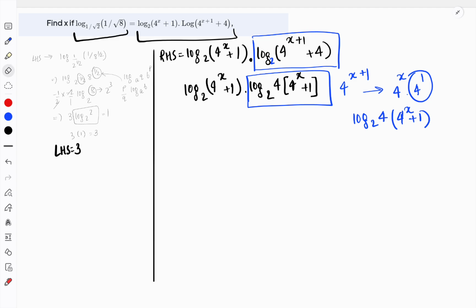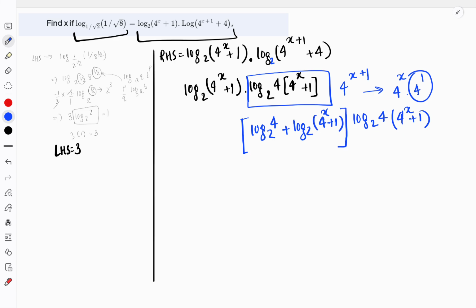term. I'm just going to erase this for the sake of better understanding. Now this specific term becomes log 4 with the base 2 plus log 4 power x plus 1 with the base 2. Superb. So I'm just going to write it as log 2 4 power x plus 1.